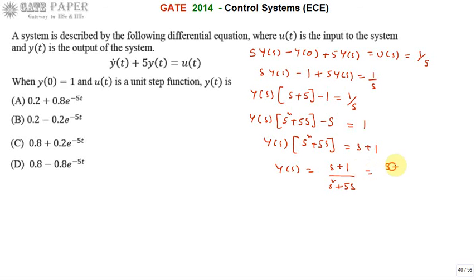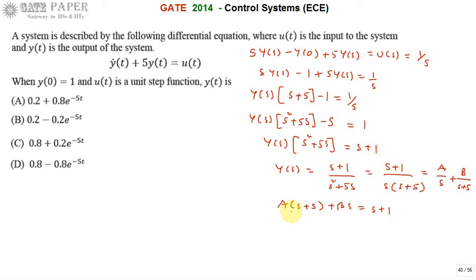Now Y(s) is equal to (s plus 1) divided by (s square plus 5s). So you can write it as (s plus 1) divided by s times (s plus 5). This will be written as A/s plus B/(s plus 5). So find the A and B values. For that you can write A times (s plus 5) plus B times s is equal to s plus 1, because the numerator is s plus 1.